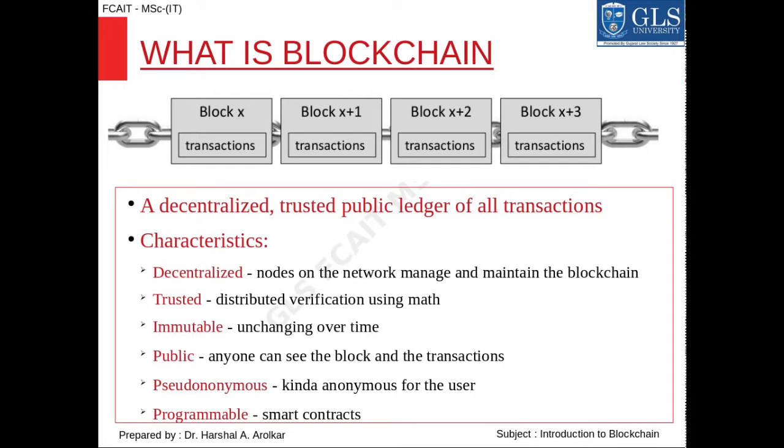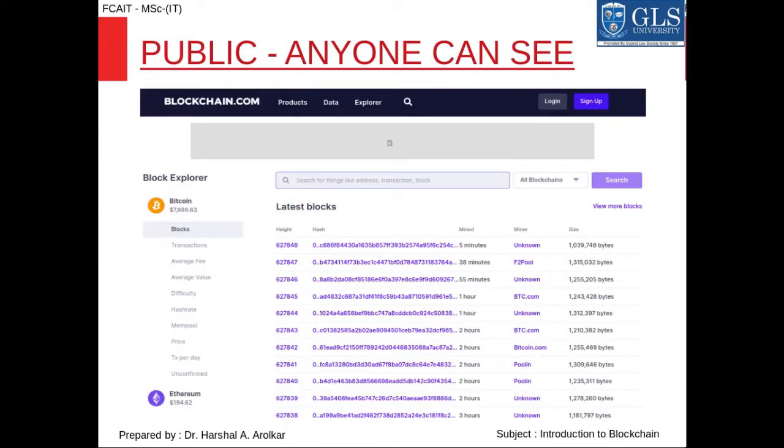They are pseudonymous. Basically, you can say that they are anonymous for the users. A user is able to see them but might not be able to understand them. And they are programmable, so you can write smart contracts using different programming languages. So we saw what is blockchain. One of the properties of blockchain was that it is public and can be seen by anyone.